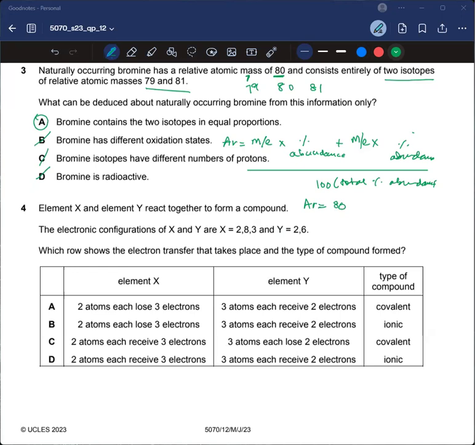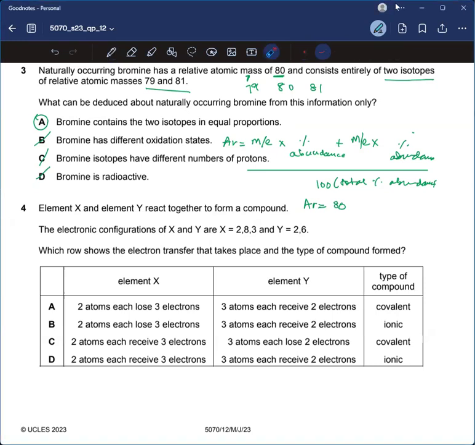For question number 4: element X and element Y react together to form a compound. The electronic configuration of X and Y is X is 2,8,3 and Y is 2,6. Which row shows the electron transfer that takes place and the type of compound formed?